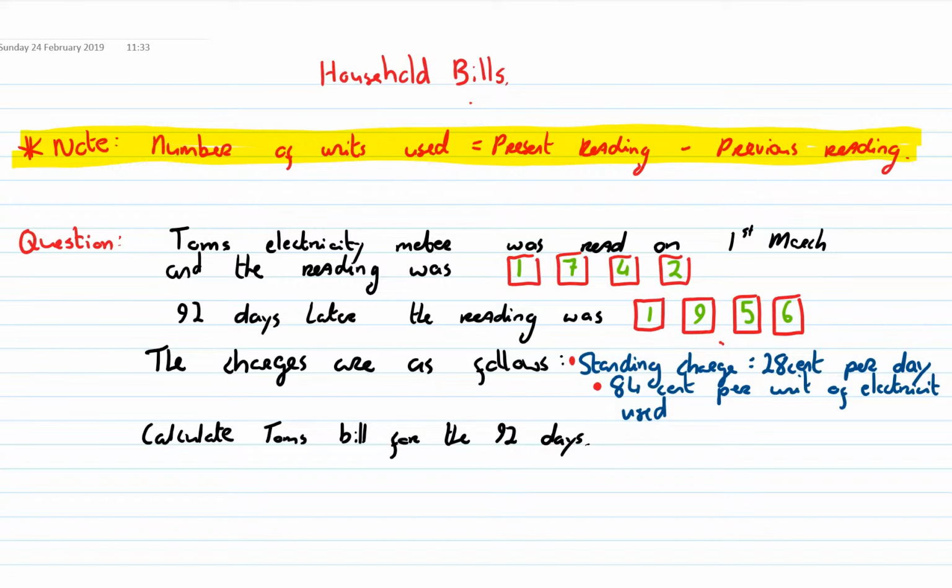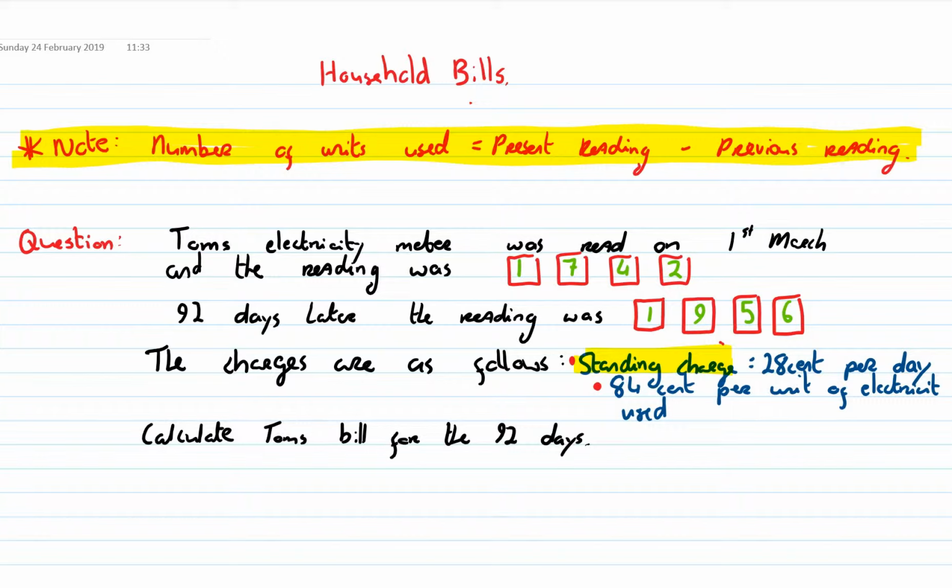Right, we look at this question. Tom's electricity meter was read on the 1st of March and the reading was 1742. 92 days later, the reading was 1956. The charges were as follows. There was a standing charge. A standing charge means that's how much you're charged regardless of how much you use. So if you used no electricity, you'd still be charged 28 cents per day. And then there's 84 cents per unit of electricity used. Calculate Tom's bill for the 92 days.